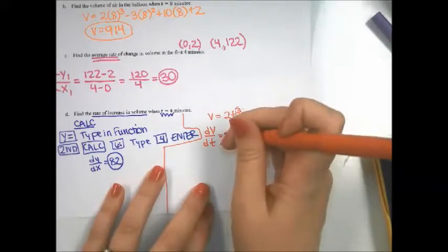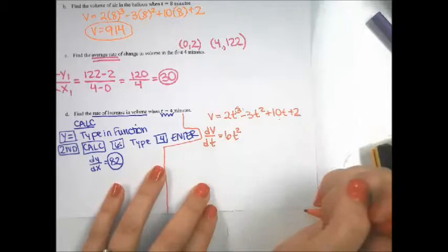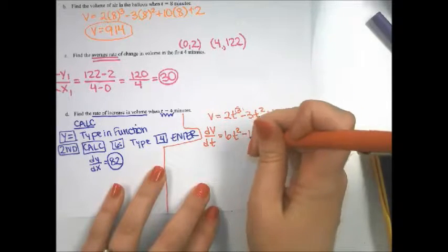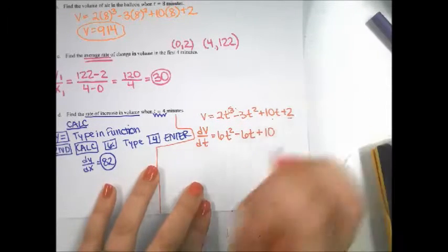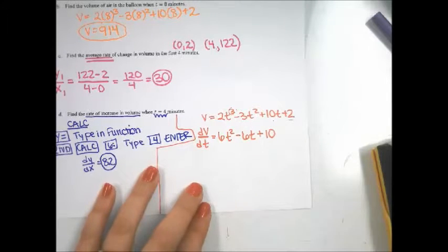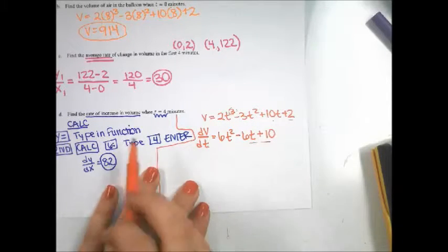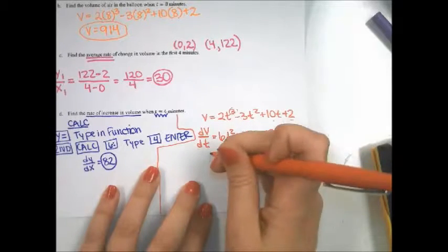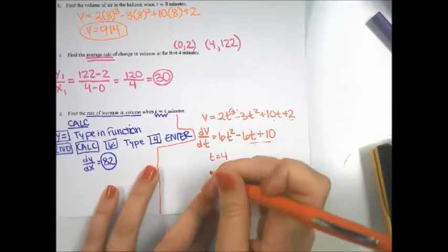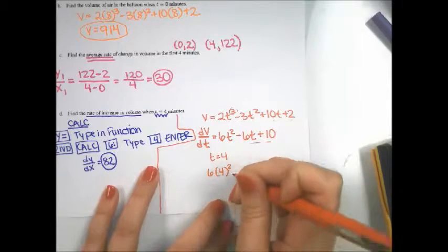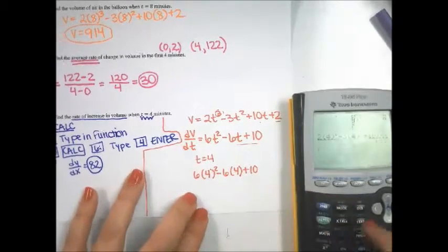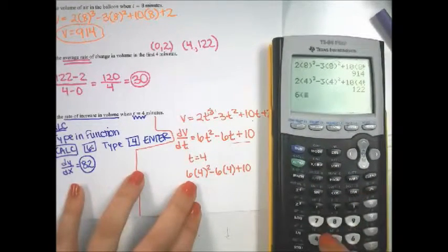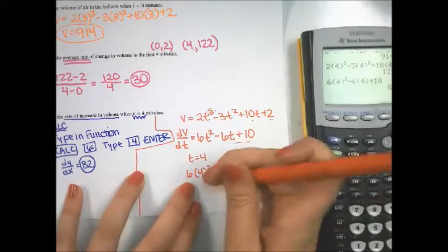We drop our powers. So the 3 drops, 6t squared. 2 drops here, minus 6t, 2 becomes a 1, plus 10, and remember we ignore our constants. So here we are. I want to figure out the rate of increase when t is 4. So I'm going to plug t equals 4 into there. So we do 6 times 4 squared minus 6 times 4 plus 10, 82.